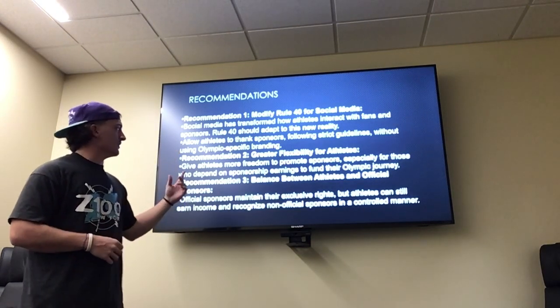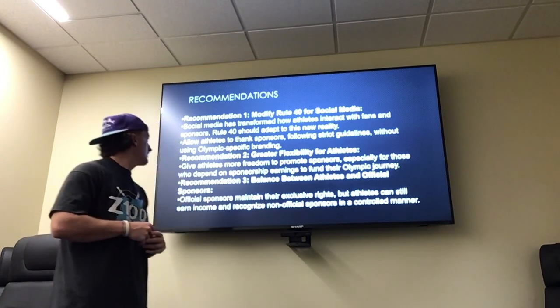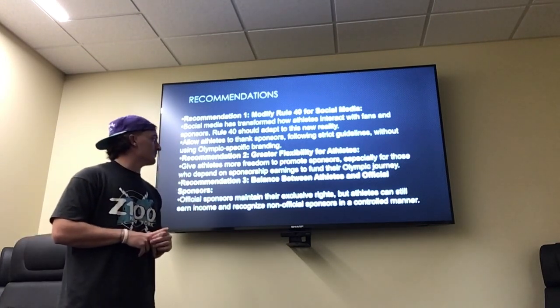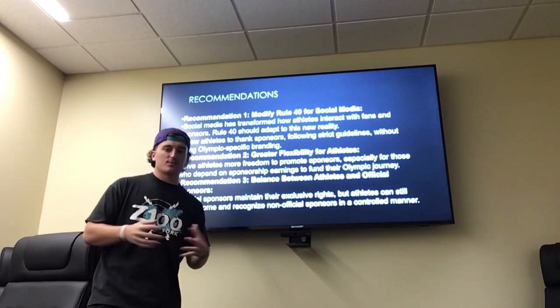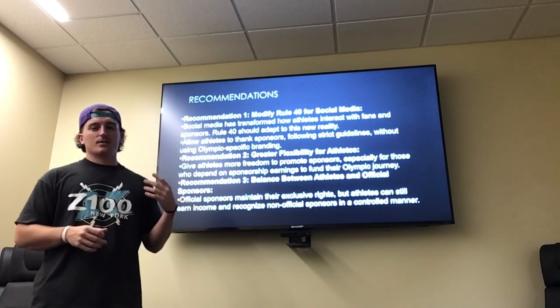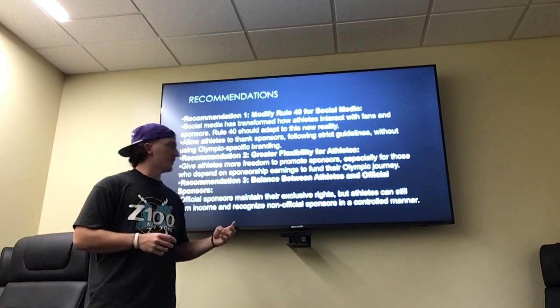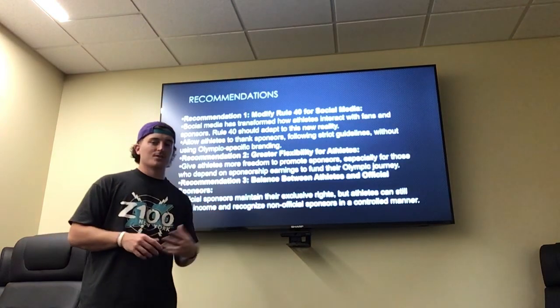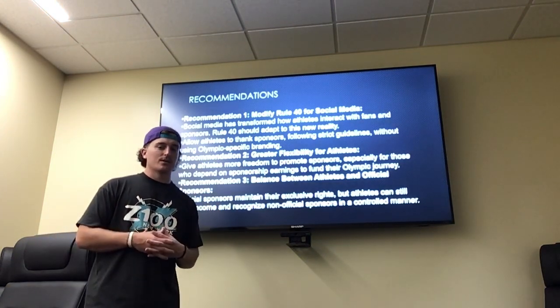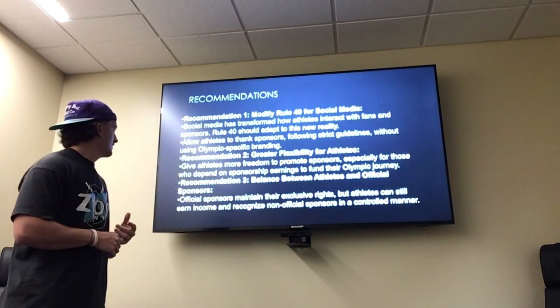Another recommendation would be more flexibility for the athletes. Give athletes more freedom to promote sponsors, especially those who depend on sponsorship earnings as their income. There'll be some small countries where an athlete comes in and can't even thank the actual brand that they have underneath them, so it directly affects their income.